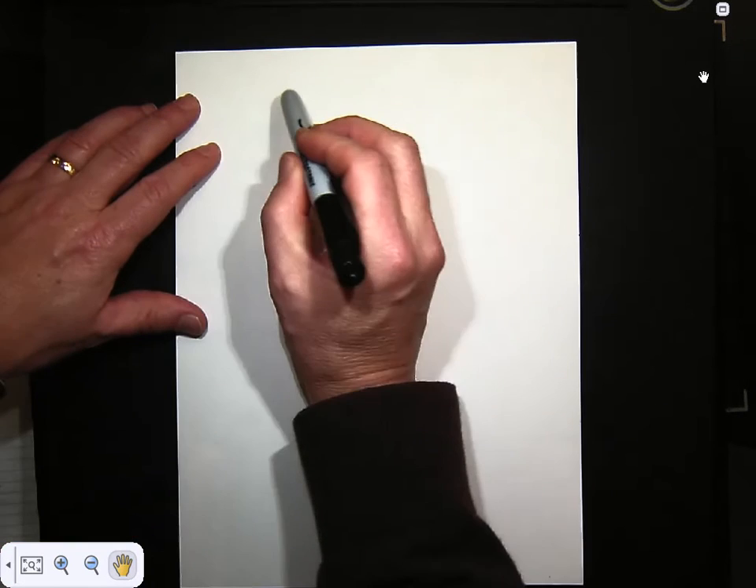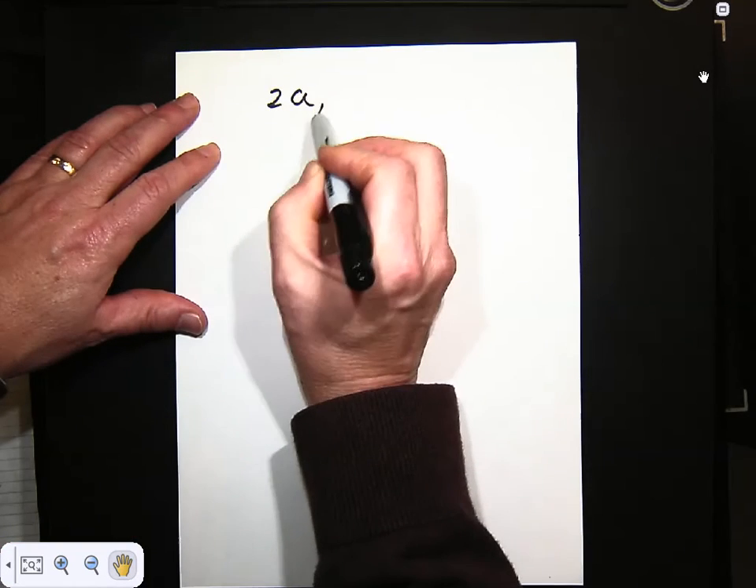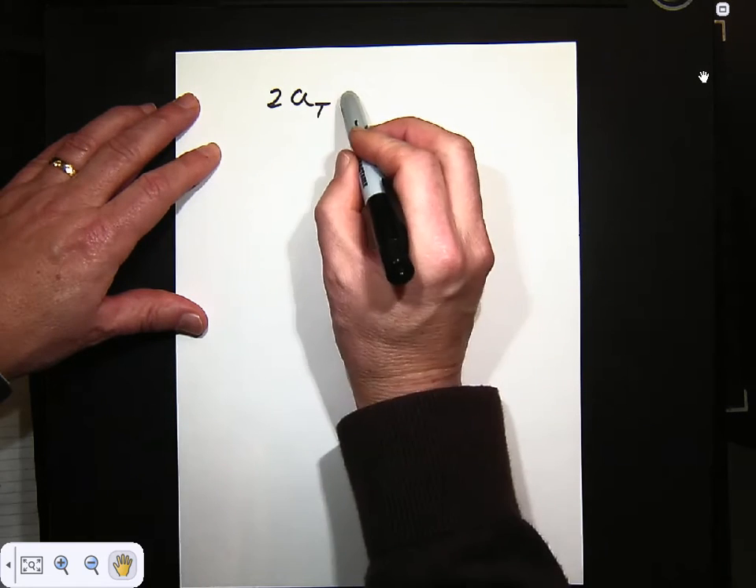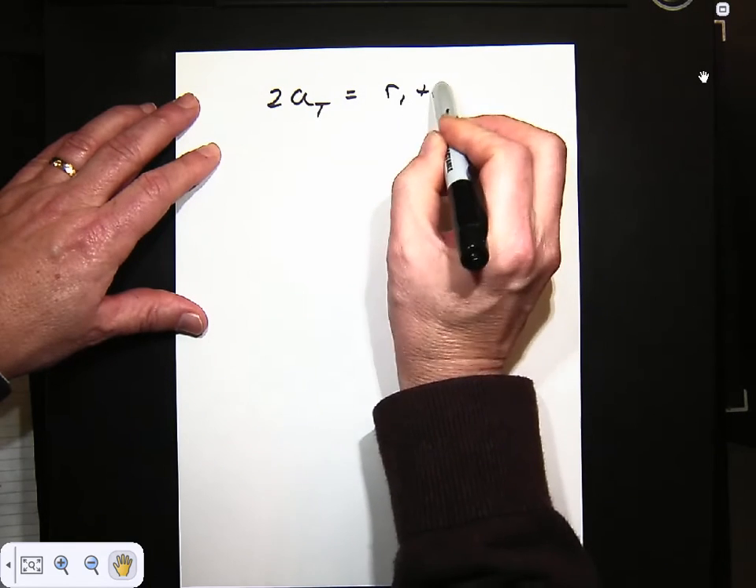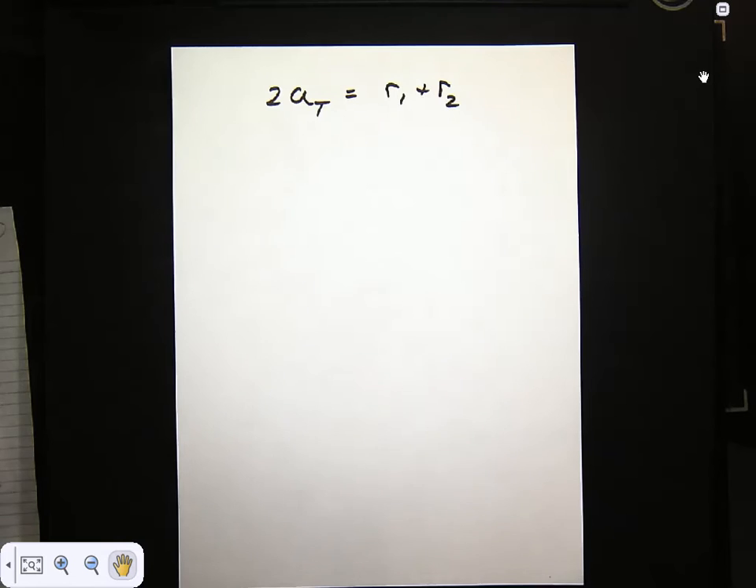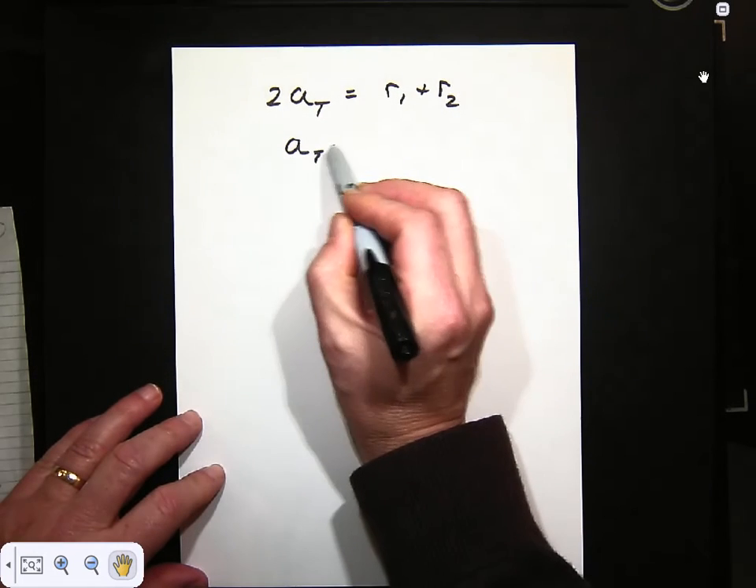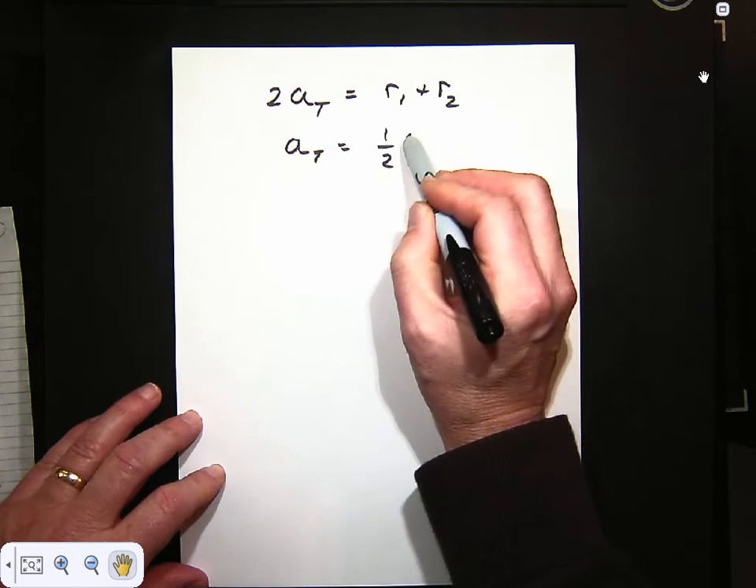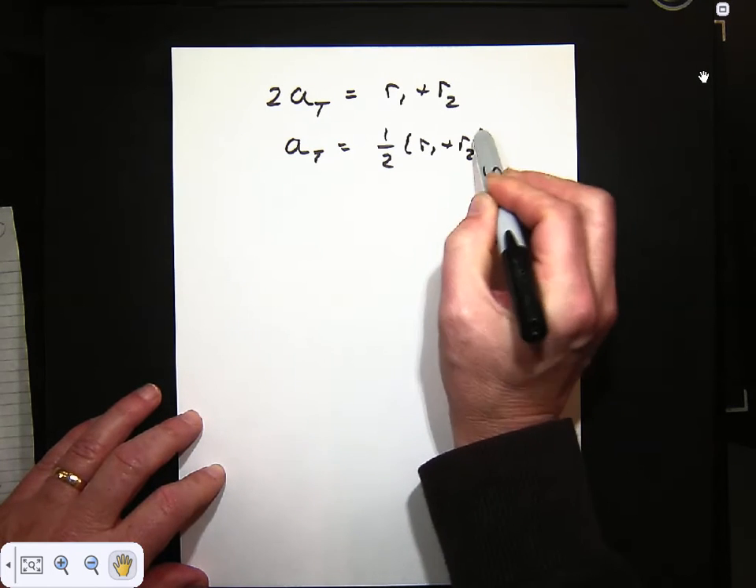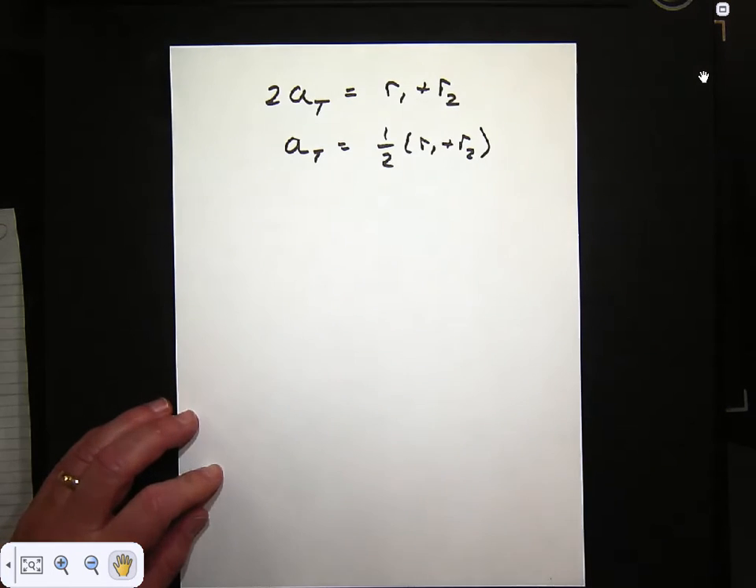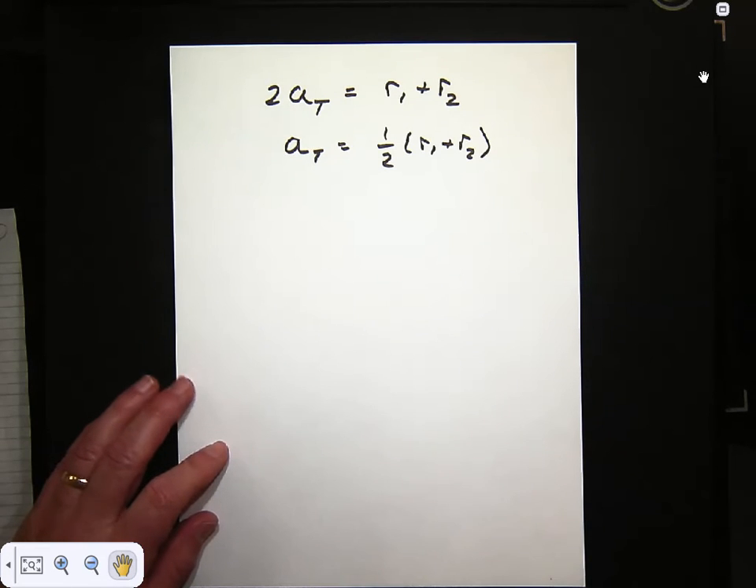Let's get another sheet. So what we have is that twice the semi-major axis of the transfer orbit is equal to the sum of the radii for whatever the inner orbit is and whatever the outer orbit. By the way, it doesn't matter where you're starting. You may start at the outer one, you may start at the inner one, but anyway, it's the sum of those radii. That means the semi-major axis of the transfer orbit is equal to 1/2 (R1 + R2). That makes the semi-major axis of the transfer orbit the average of the radii for the inner and outer orbits.